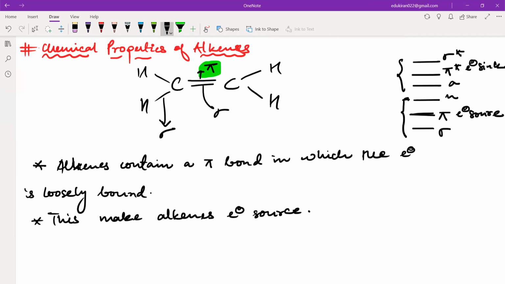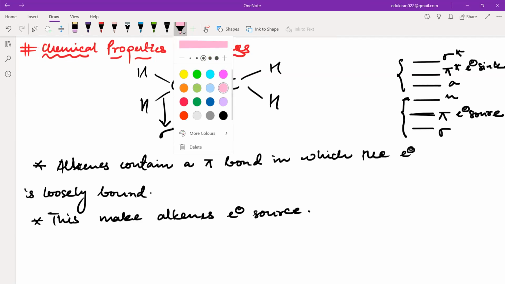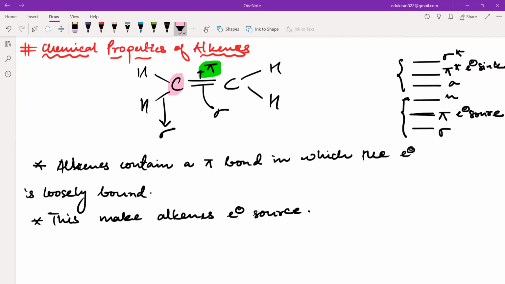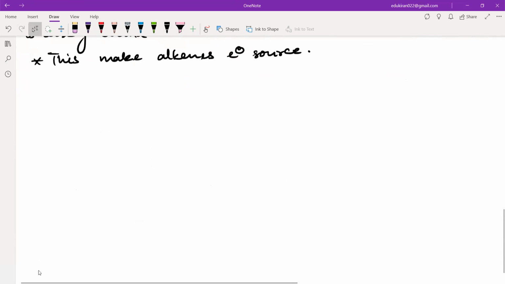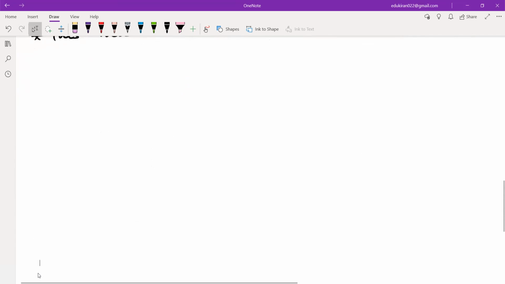And if this pi bond is broken, this carbon is going to make a bond, this carbon is also going to make a bond. That type of reaction is known as an addition reaction. First of all, we will talk about that addition reaction only, and the addition reaction of H2, or the hydrogenation of alkenes.